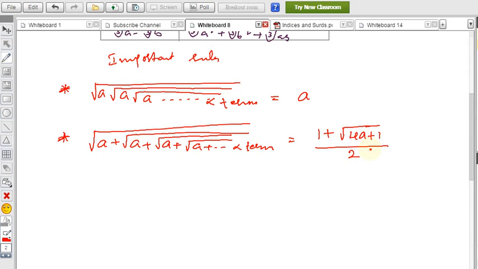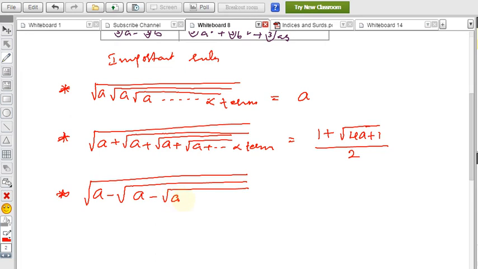Okay, this is if it is plus, and if they give minus, I'll show you in example questions some other formulas. If it is minus, you'll get just minus in its place. A minus square root of a minus square root of a minus square root of a minus, infinity terms, then the answer is 1 minus root 4a plus 1, by 2.